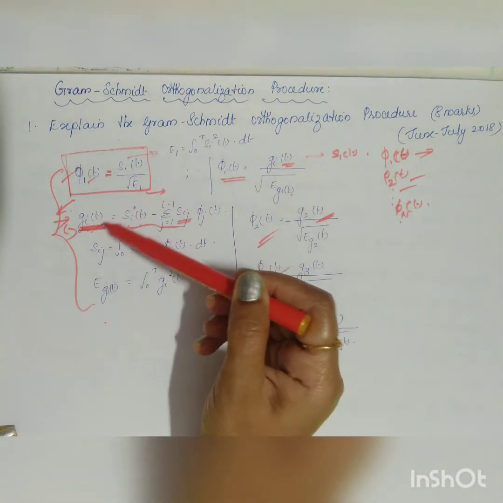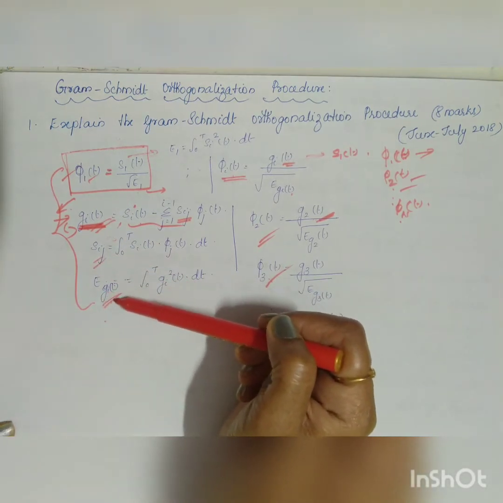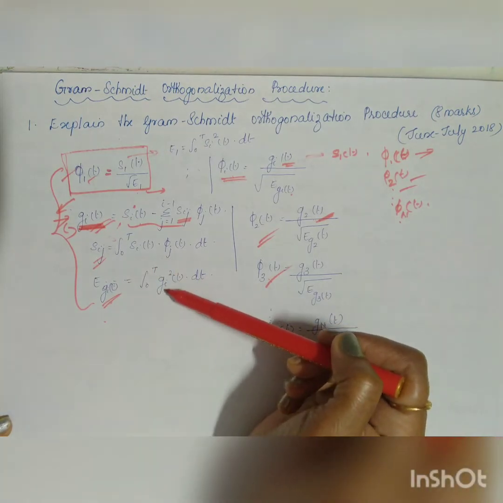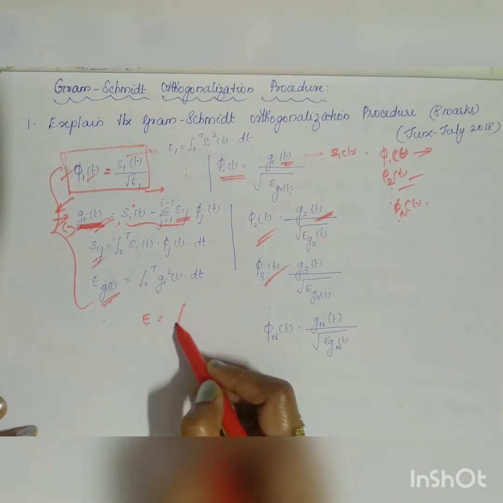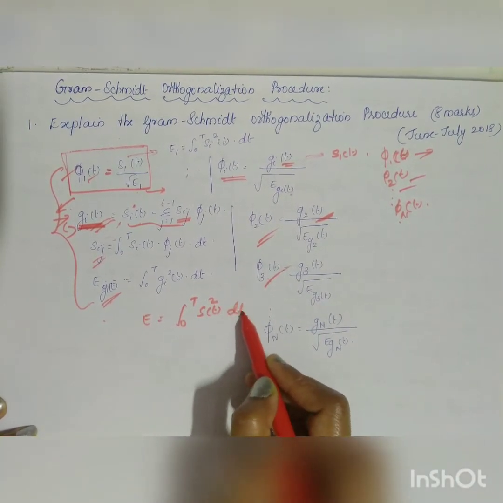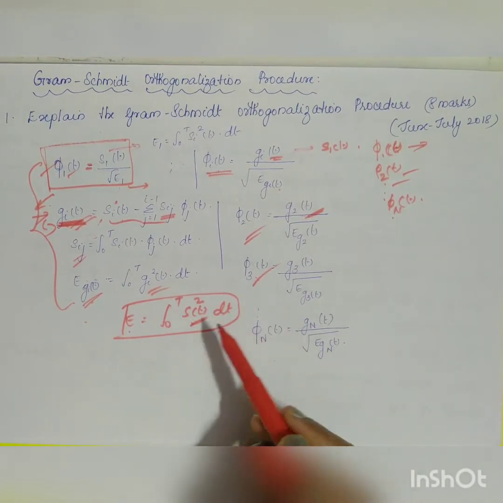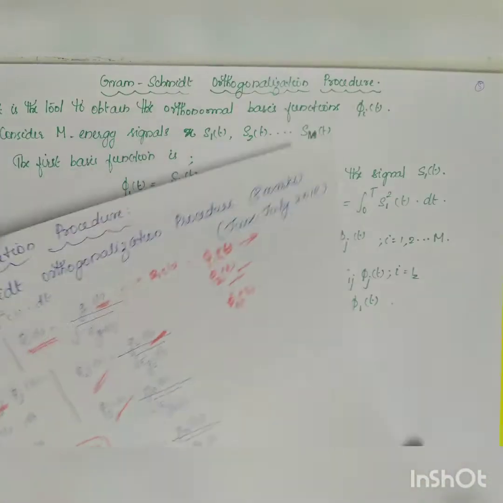Phi 1 of t, then gi of t, Sij, and E. What is the energy of your signal? The energy of gi of t is equal to the integral from 0 to T of gi squared. That is, energy is equal to the integral from 0 to T of the signal s squared of t dt, right? The same equation is used, with gi squared of t replacing s squared of t. Okay.